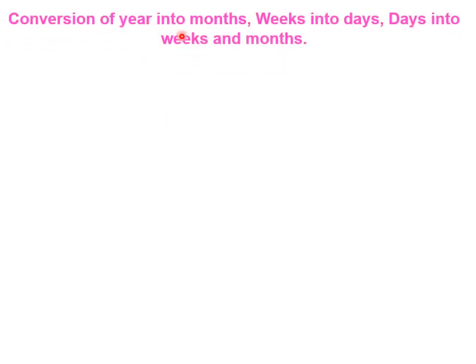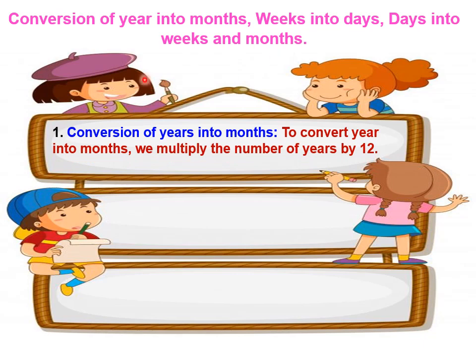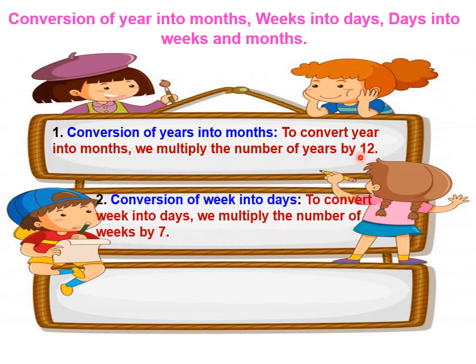Now, conversion of years into months, weeks into days, and days into weeks and months. First is conversion of years into months. To convert years into months, we multiply the number of years by 12. Number 2, conversion of weeks into days. To convert weeks into days, we multiply the number of weeks by 7.